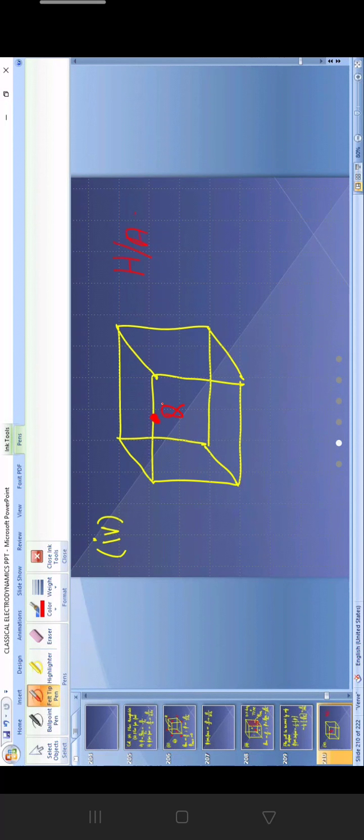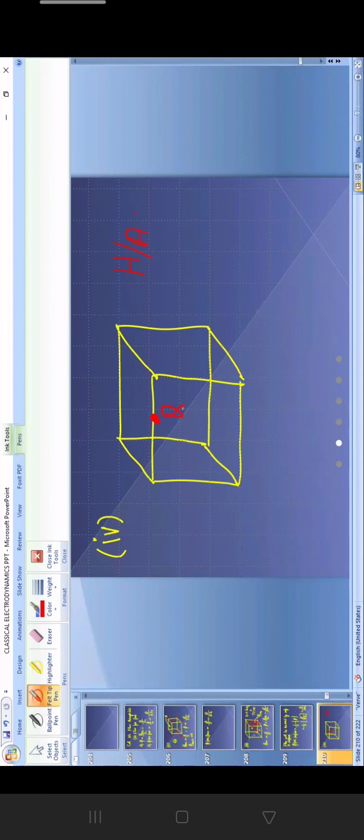First of all, calculate Q enclosed. That will be equal to Q divided by 4, because this charged particle will be equally shared by 4 different cubes. So the charge enclosed by this will be equal to Q by 4. Once you're done with that, you can calculate the flux received by this cube. That will be equal to Q divided by 4 epsilon naught.